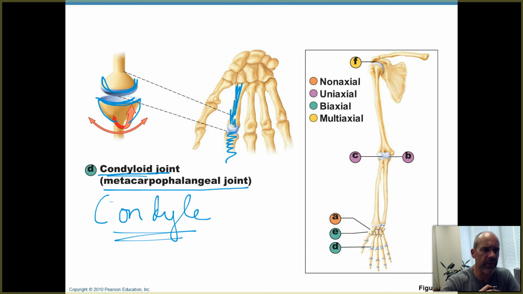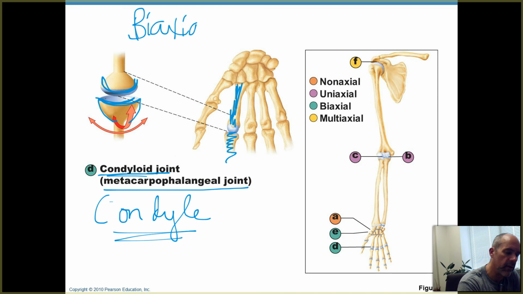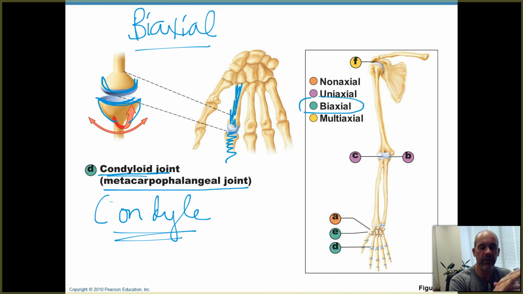These types of joints are considered to be biaxial. This is a biaxial type joint, which means they can rotate around two axes. All right, so your knuckle joints are condyloid type joints. The knuckles of the fingers are condyloid type joints.